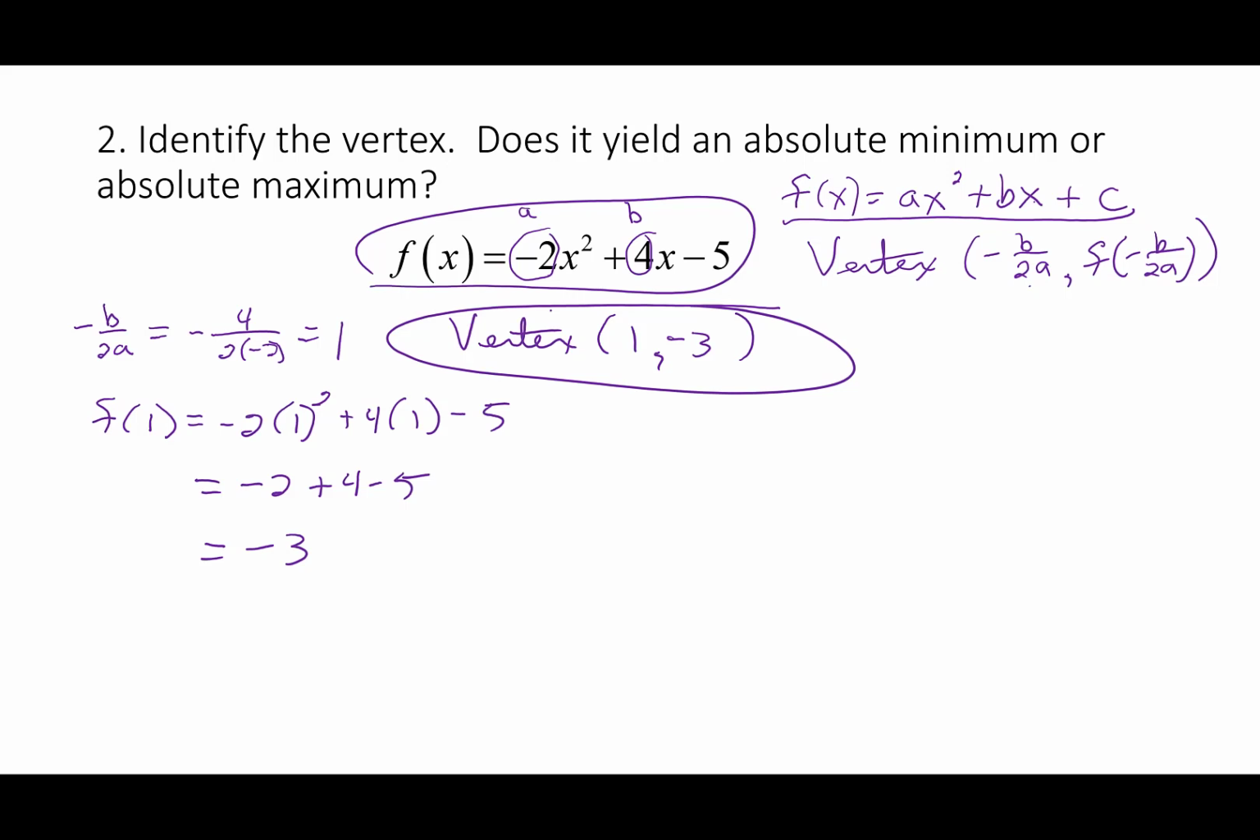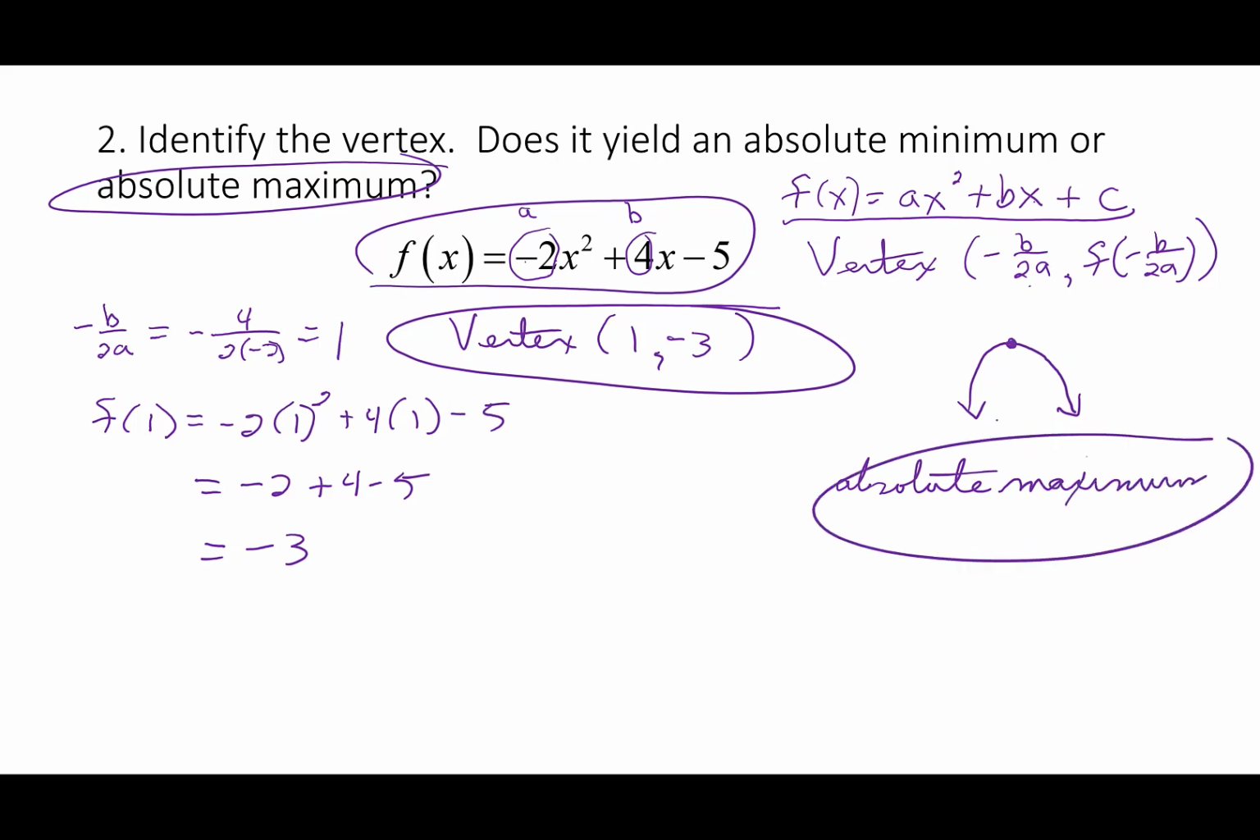We want to know if this vertex yields an absolute minimum or absolute maximum, and this is where a being equal to negative 2 gives us some information. If a is negative, that tells me that my parabola is going to open downwards and that the vertex is going to be here at the top. And so I would say that my vertex would yield, in this case, an absolute maximum. So we can say the vertex yields an absolute maximum, the highest point on our graph. Okay, and let's move on.